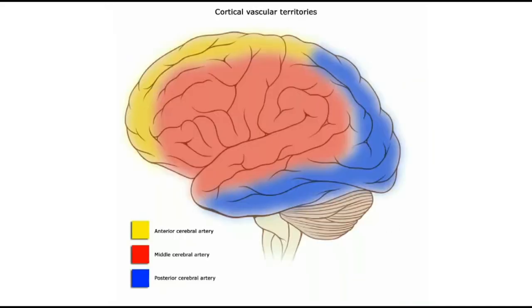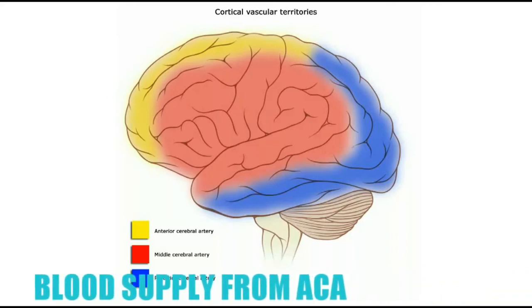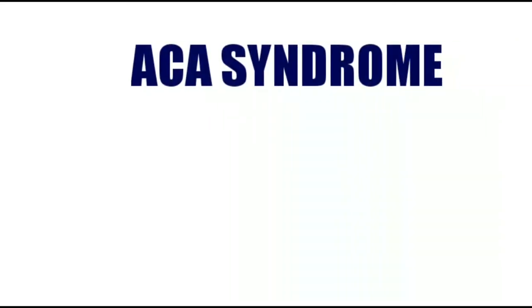Now we will talk about the blood supply from the anterior cerebral artery. The anterior cerebral artery supplies the frontal lobe, mainly the medial part, and the superior medial parietal lobe, the front 4/5 of the corpus callosum, and deep structures like the anterior limb of the internal capsule, the caudate nucleus, and the anterior part of the globus pallidus.